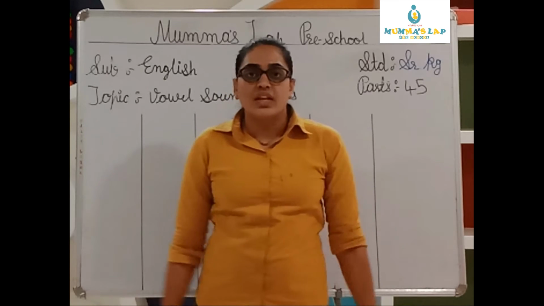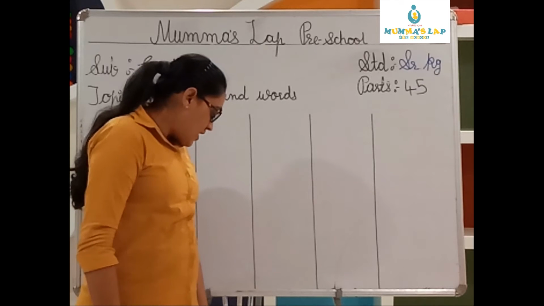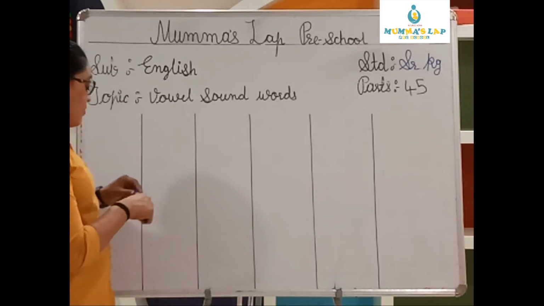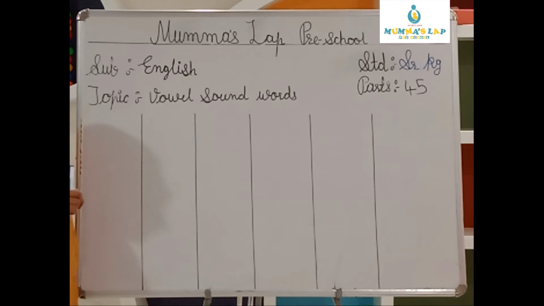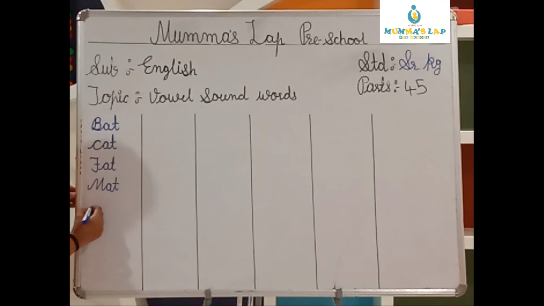I'm happy. Let's play. Let's revise the vowel sound. In the last vowel sound, we had learned at, an, ad, and am sound. Right? Let's revise. B, A, T, bat. C, A, T, cat. F, A, T, fat. M, A, T, mat. H, A, T, hat. R, A, T, rat. This is at sound. Bat, cat, fat, mat, hat, rat.